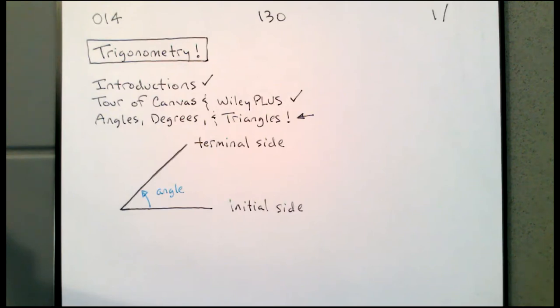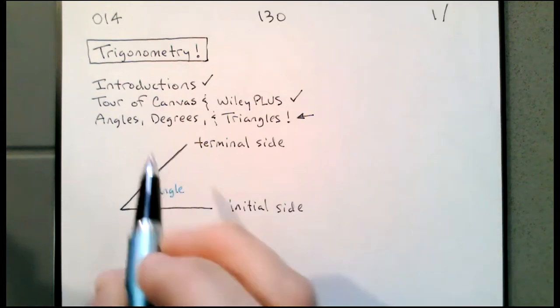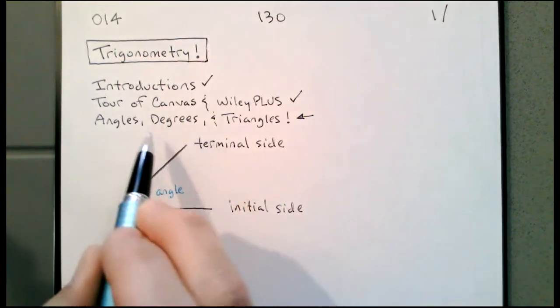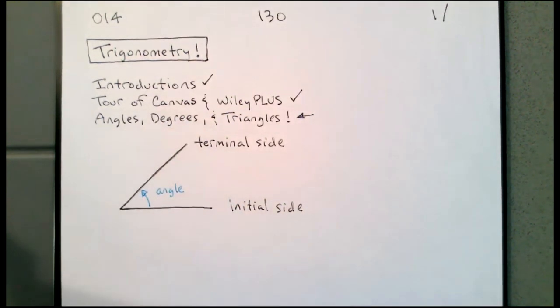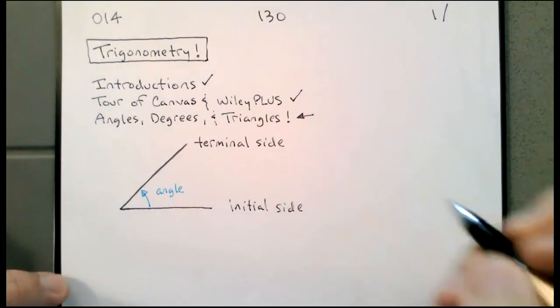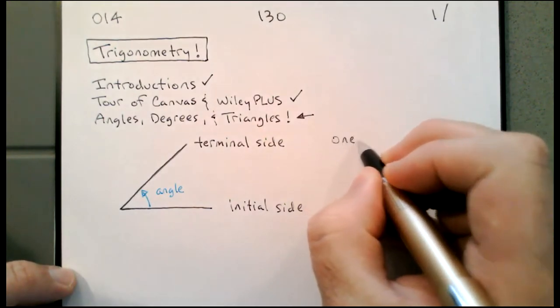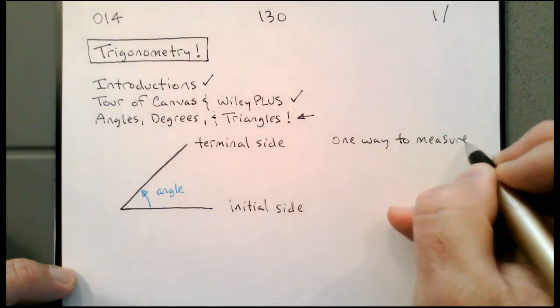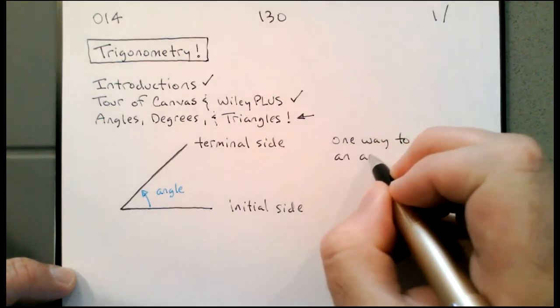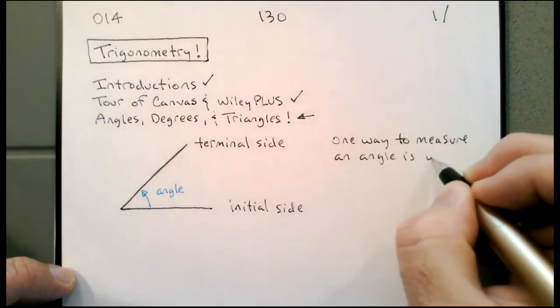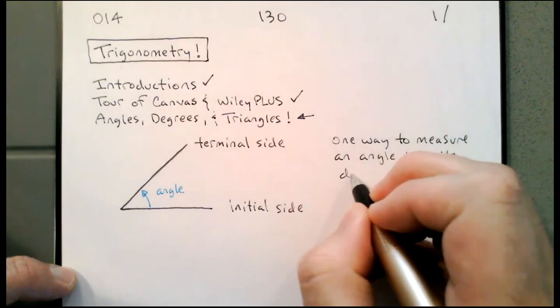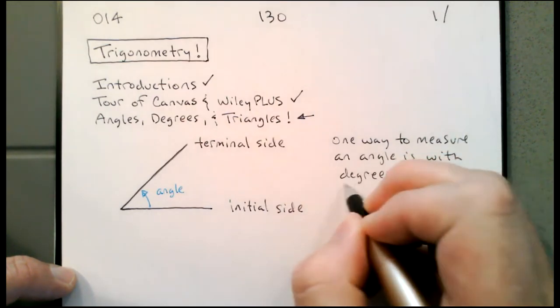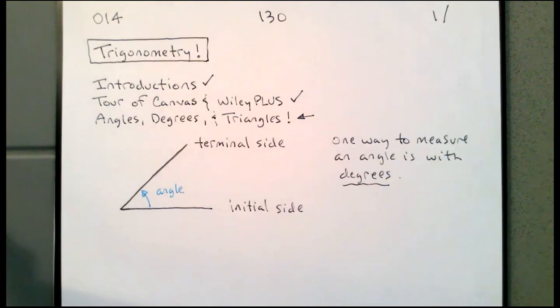One way that we measure angles is with degrees. You should have seen that coming because that's like the next thing. Here's an angle. Next thing on the list is degrees. Degrees are one of the ways that we measure angles. One way to measure an angle is with degrees.